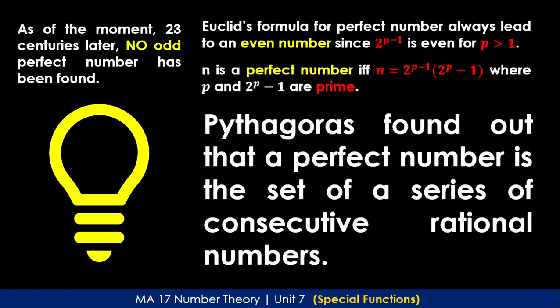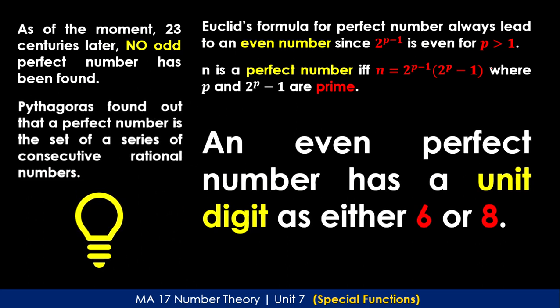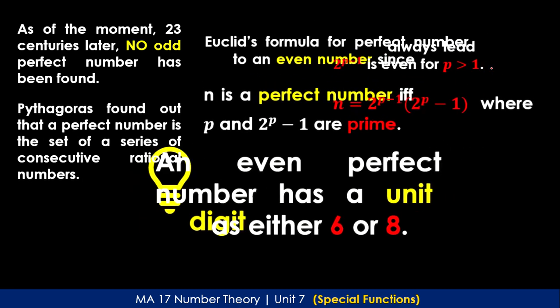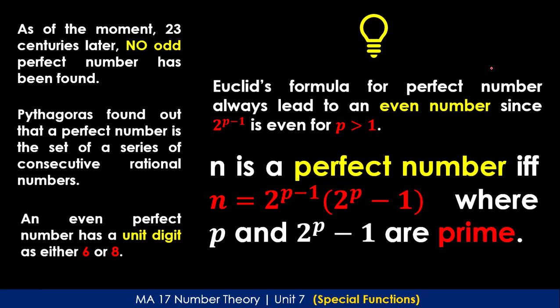Pythagoras found out that the perfect numbers are the sum of a series of consecutive numbers. In addition, an even perfect number has a unit digit of either 6 or 8. From the first two examples, we have 6 as the perfect number, and the other one is 28. So take note of these facts about the perfect number.